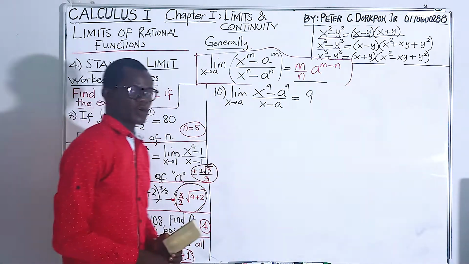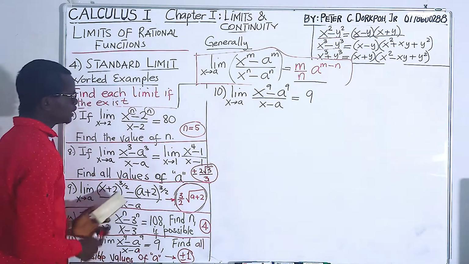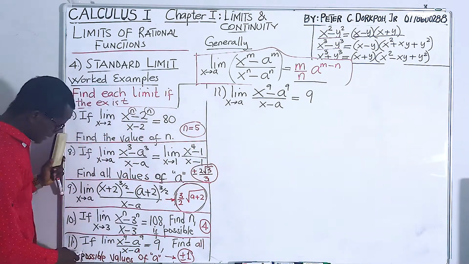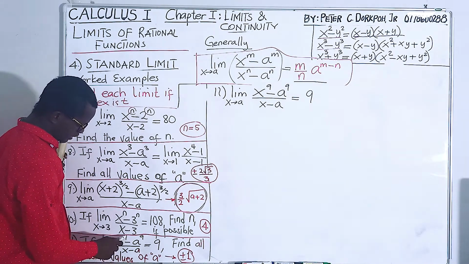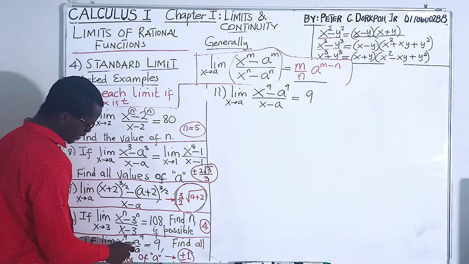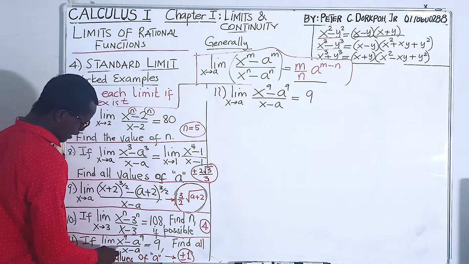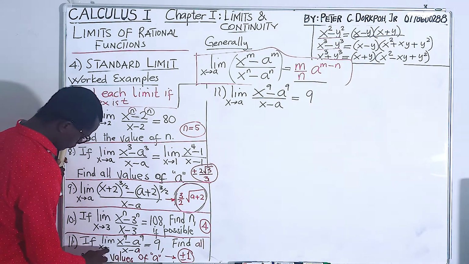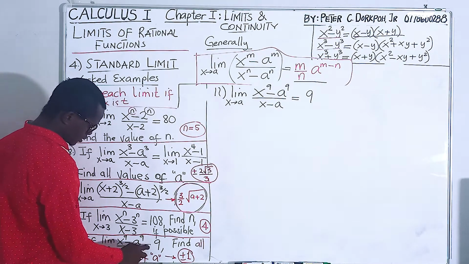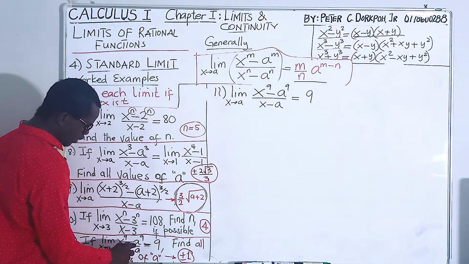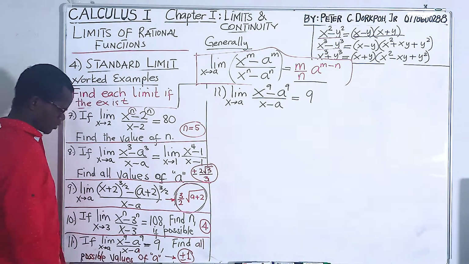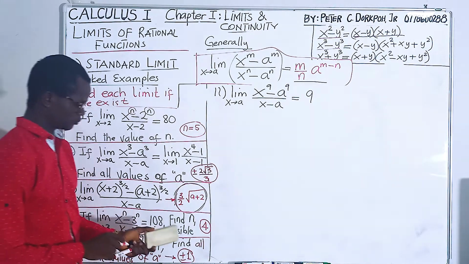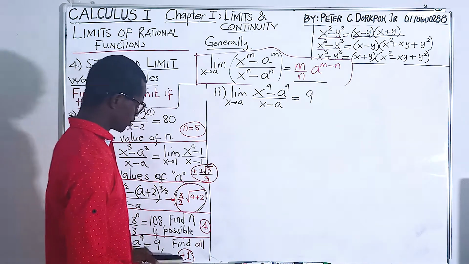So we have the next problem, question 11 now. Question 11 says that if the limit of x to the 9th power minus a to the 9th power divided by x minus a as x approaches a was equal to 9, then what is the value of a? What are all positive values of a? And so the answer is plus or minus 1.